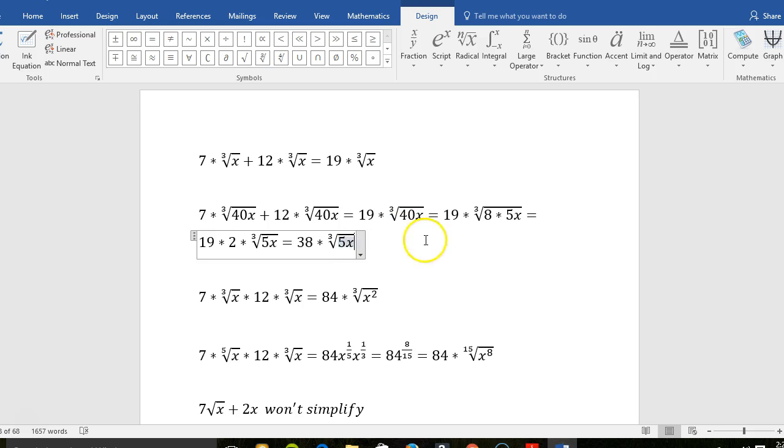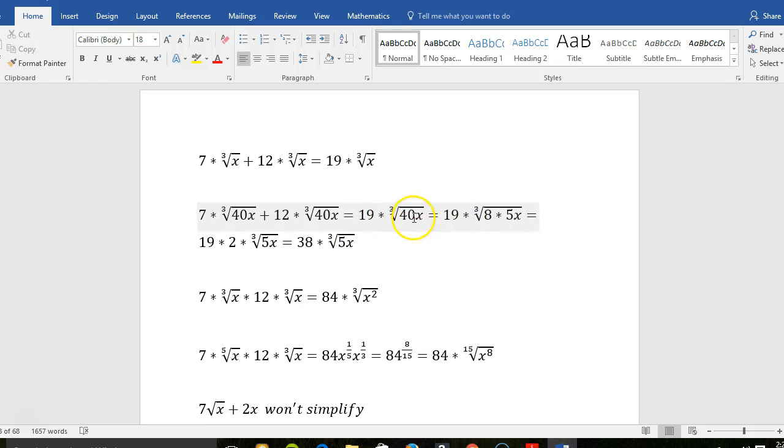So to recap, you bust 40x up into 8 times 5x. The 8 comes out as a 2, and 19 times 2 is 38, so you get 38 times the cube root of 5x, like that. And I'll save that word file so it won't be botched up later when I open up the file. And I need to send you guys an updated file, if you did save the file. But anyway, moving on.